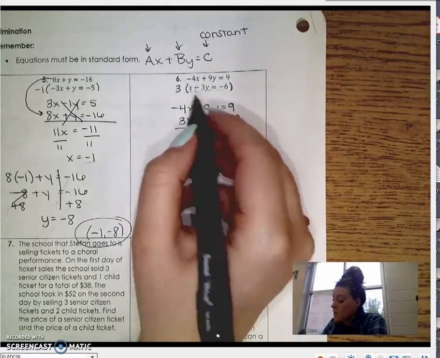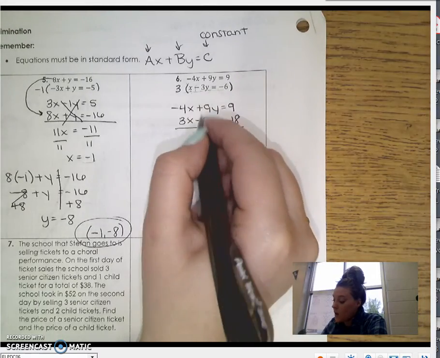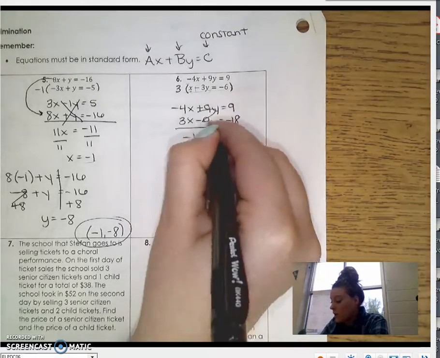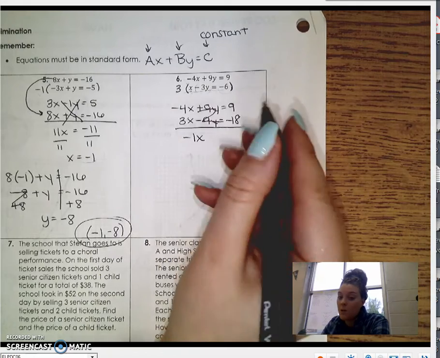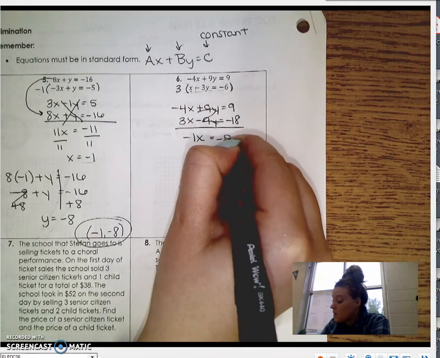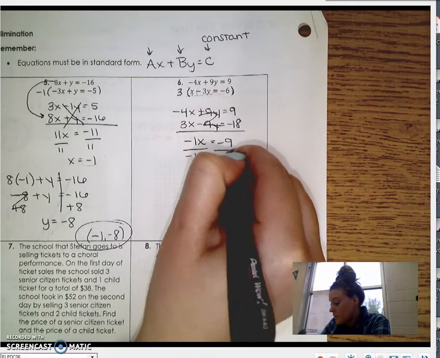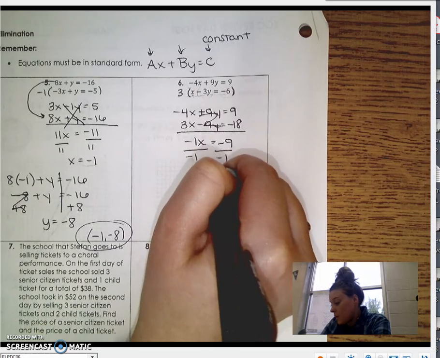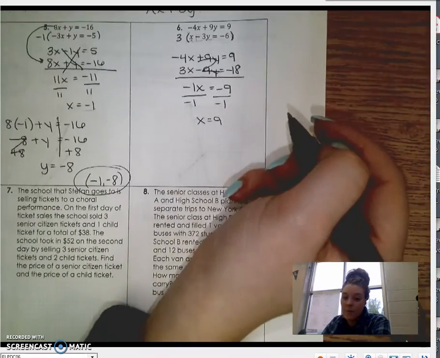Now I'm going to add straight down. Negative 4x plus 3x is negative 1x. 9y plus negative 9y cancels out, equals negative 9. Divide by negative 1, x equals 9.